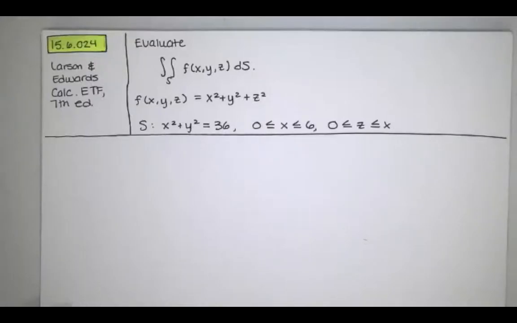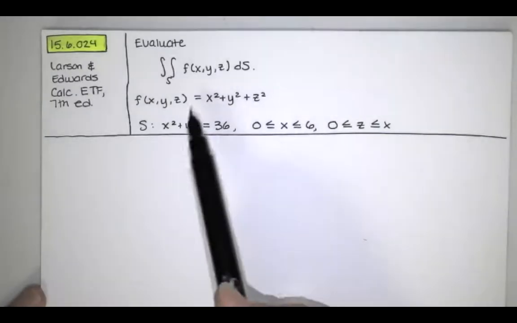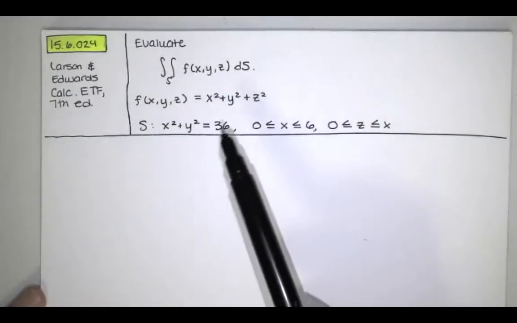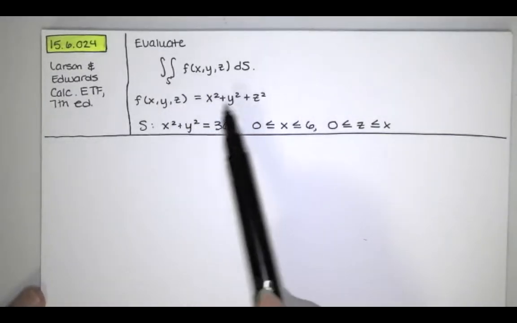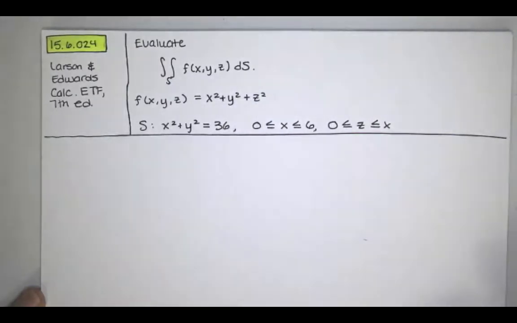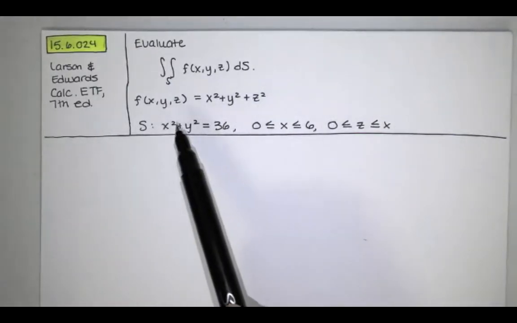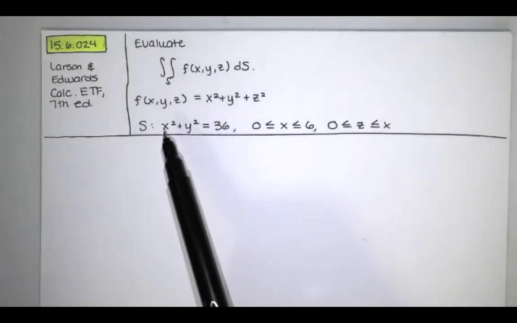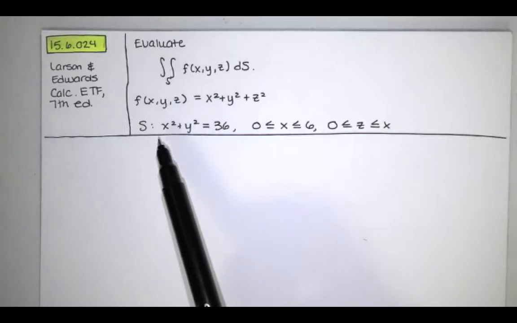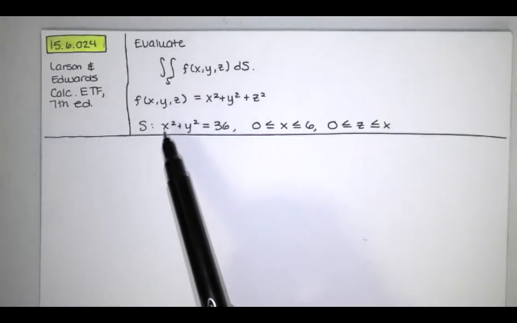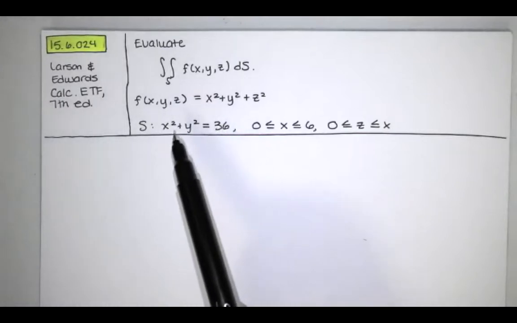In this video, we solve problem 15.6.024 from the Larson and Edwards Calculus Early Transcendental Functions text, 7th edition. We're asked to evaluate the surface integral of a scalar function of x, y, and z, and we're told that the scalar function is x squared plus y squared plus z squared, and the surface is the right circular cylinder whose axis happens to be the z-axis.